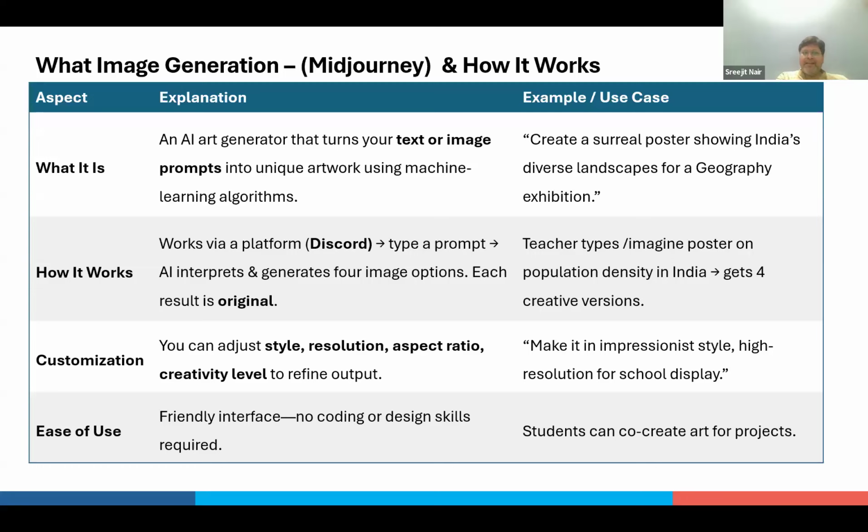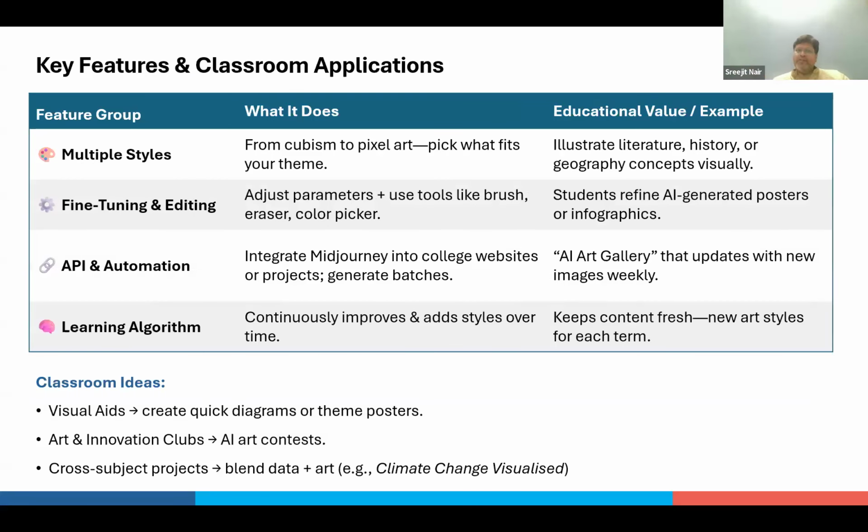What exactly is it? How it works, customization and ease of use. So basically, an AI art generator that turns your text to image prompt is an image generation tool. How it works is through the prompt it interprets and generates multiple images. And for the customization aspects, you can just use certain prompts and it will create new images. That is how it works. You can look at multiple styles, fine tuning, API automations, etc.